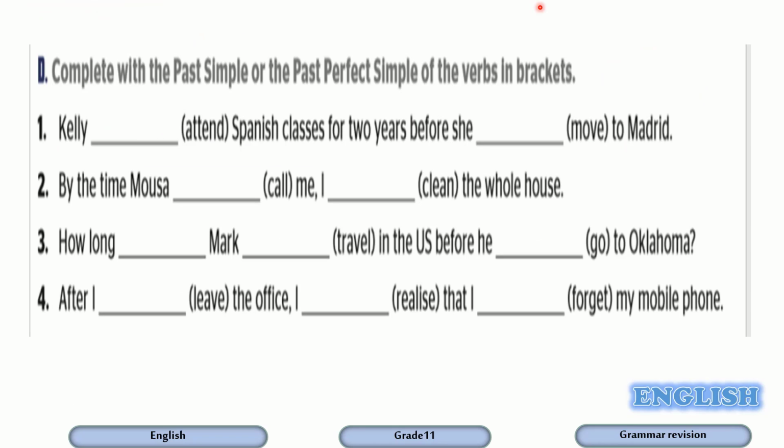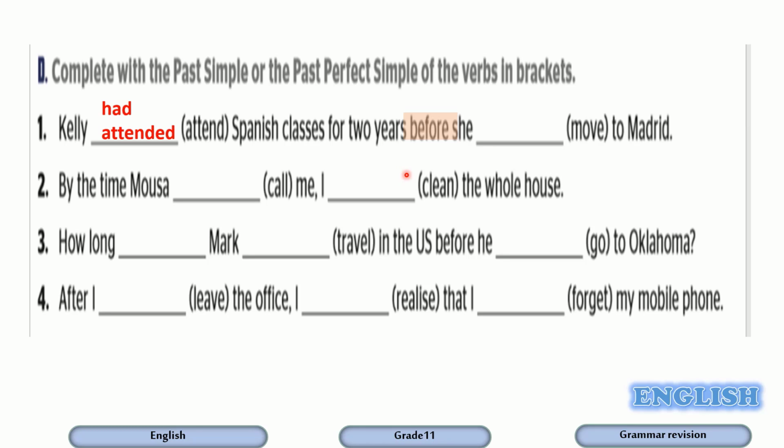Alright, now let's complete the first 4 sentences with the past simple or the past perfect simple of the verbs in brackets. Number 1, Kelly attended Spanish classes for 2 years before she moved to Madrid. So before is the key word here that shows that we have 2 actions. One happened before the other. So the first one that happened chronologically is that she attended the Spanish classes. So the answer will be had attended.